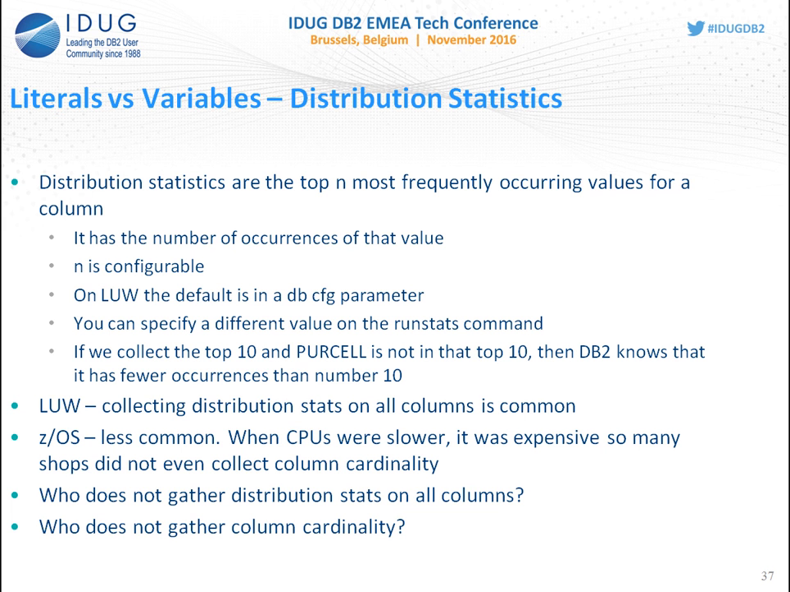On z/OS, there's a global default, but again, you can specify a different value on the RUNSTATS. On LUW, it's very common to collect distribution stats on all columns. It's what IBM recommends, and that's what the majority of shops do. On z/OS, it's less common. And in the old days, when the CPUs were slower, a lot of shops didn't even collect column cardinality.